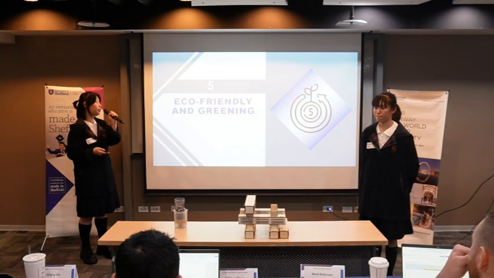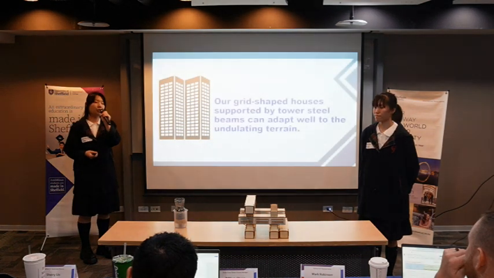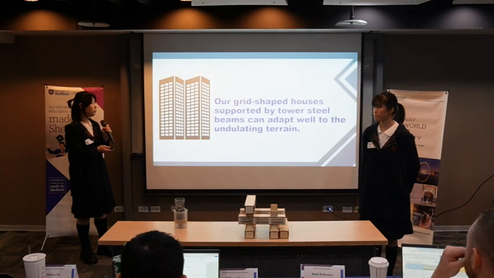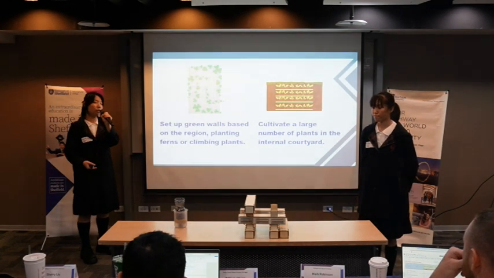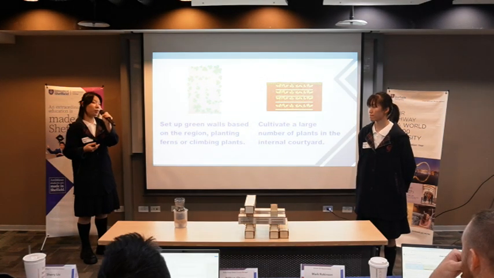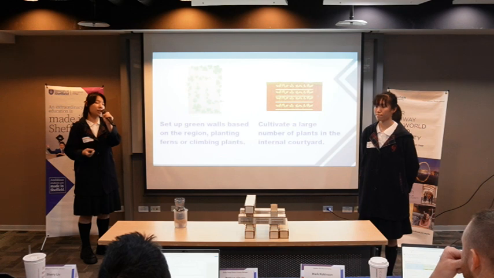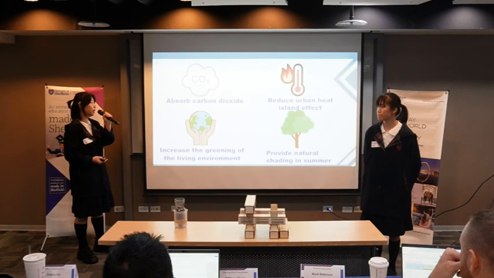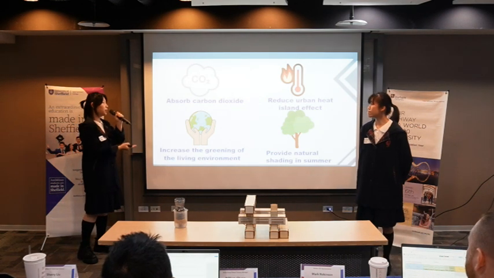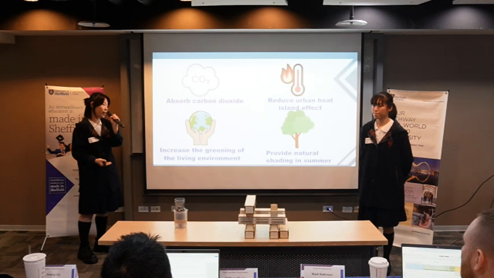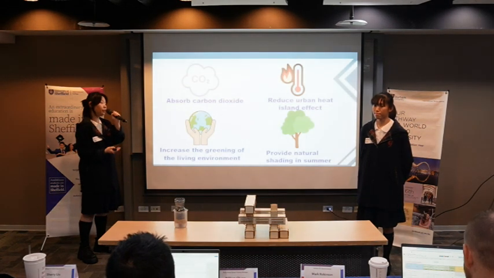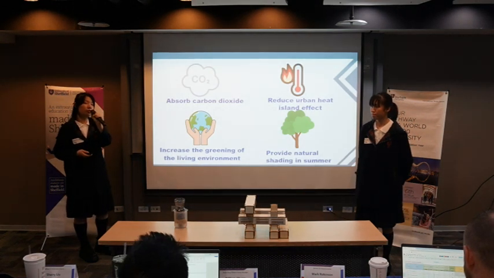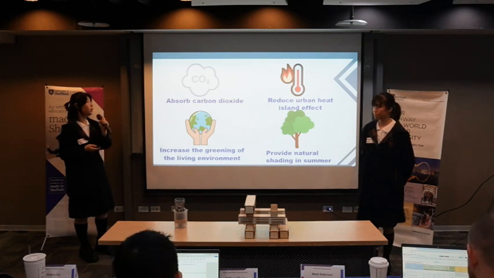Then, eco-friendly greening. Our grid-shaped school has a much larger surface area than traditional buildings. So, we design green walls with ferns and climbing plants, turning the buildings' exterior into vertical forests. And the vertical forests have four advantages: absorbing carbon dioxide, reducing the urban heat island effect, increasing the greening of the living environment, and providing natural shading in summer. This lowers the demand for air conditioning.